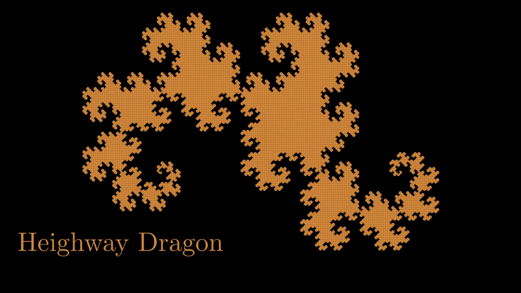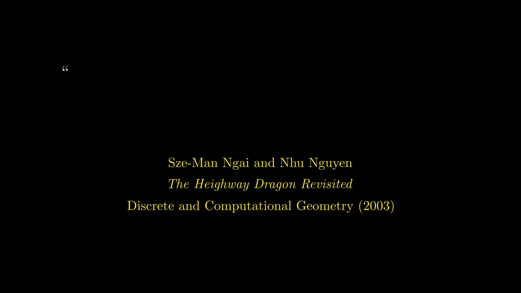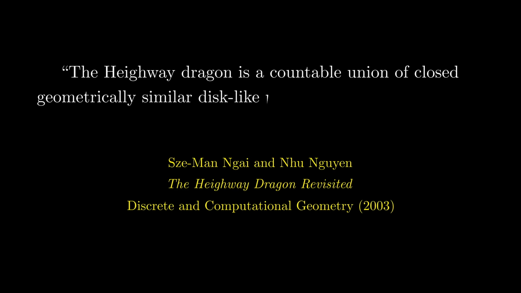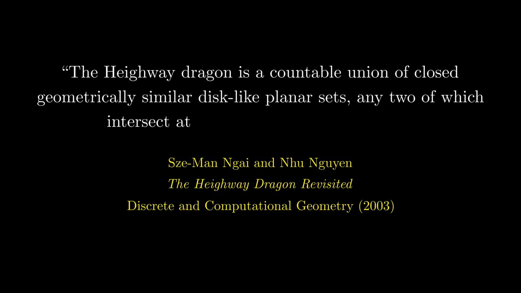The Heighway Dragon was discovered by NASA physicist John Heighway in 1966. In this video, we will explore several of the properties of the components that make up the Heighway Dragon, which were first described in a 2003 paper. In that paper, it was shown that the Heighway Dragon is a countable union of closed geometrically similar disk-like planar sets, any two of which intersect at no more than one cut point.